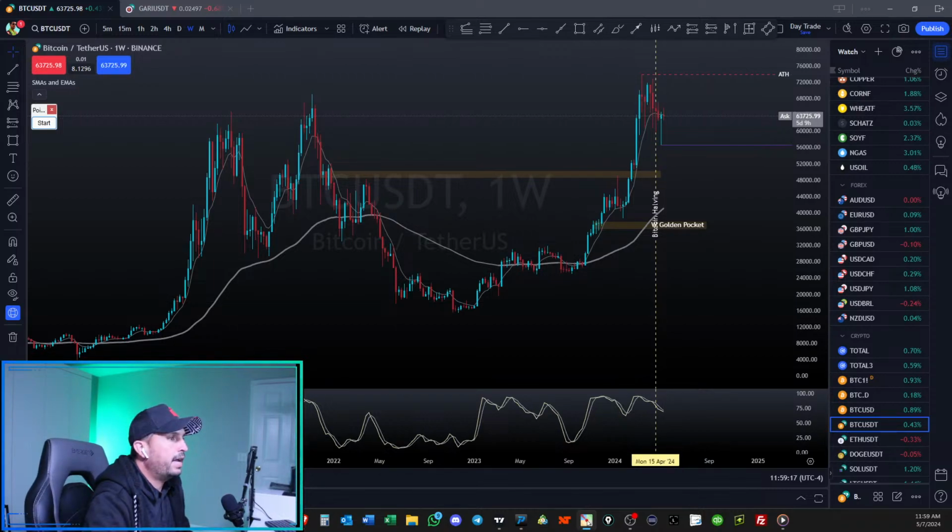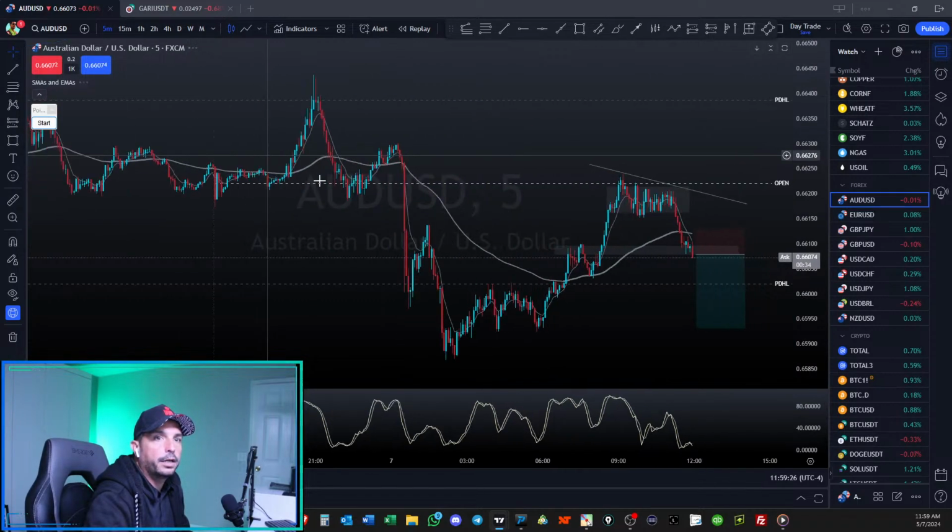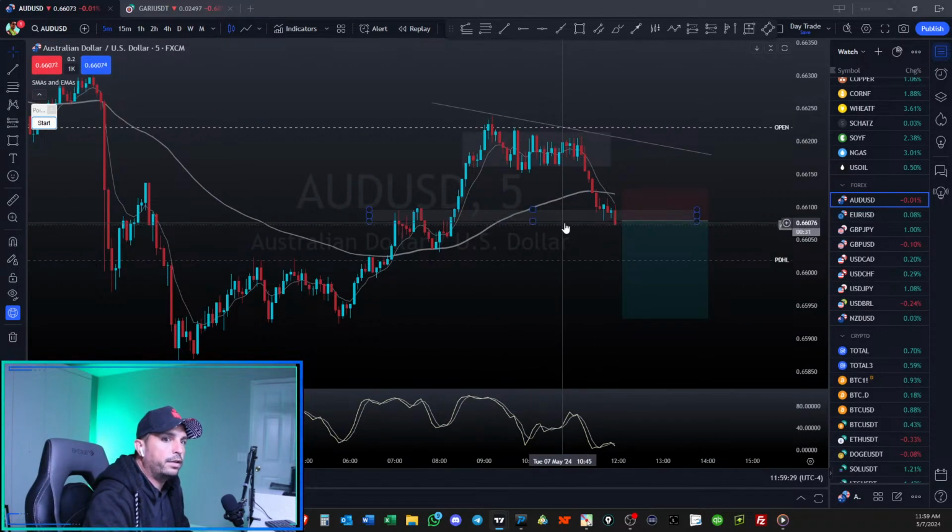US 100 NASDAQ, I just did a trade today. I don't know if you saw. Let me leave it on the AUD here. I'm kind of curious to see. Look, AUD, it's a good entry right there. Let's do that. I'm going to do it.